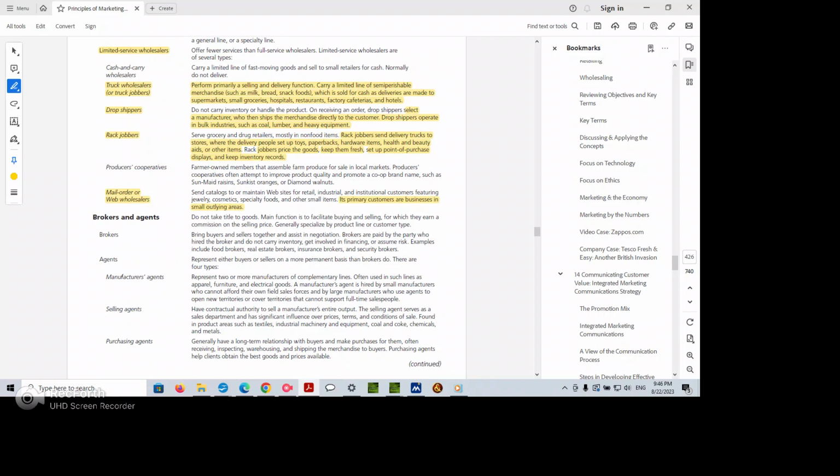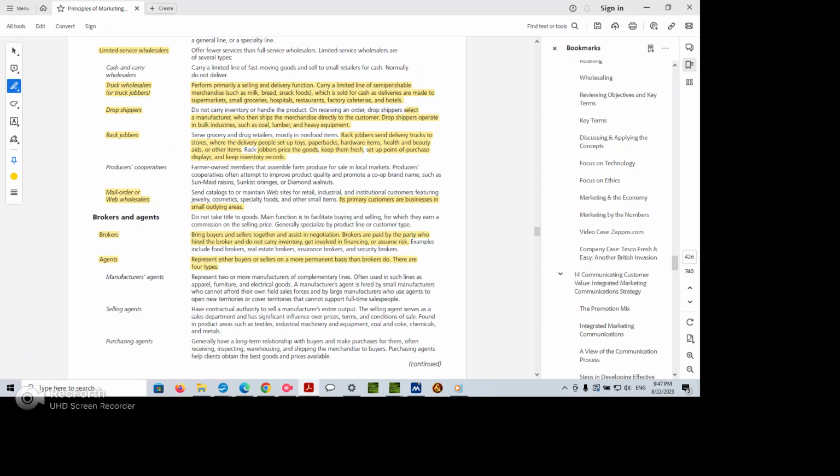Now we also have brokers and agents. Brokers bring buyers and sellers together and assist in negotiations. Brokers are paid by the party who hired the broker, do not carry inventory, and are not involved in financing or assuming risk. Just like a real estate broker, they broker the deal, they arrange for the deal. Agents represent the buyers or sellers on a more permanent basis than brokers do. So brokers are kind of like a one-shot, whereas agents are more of a permanent type.